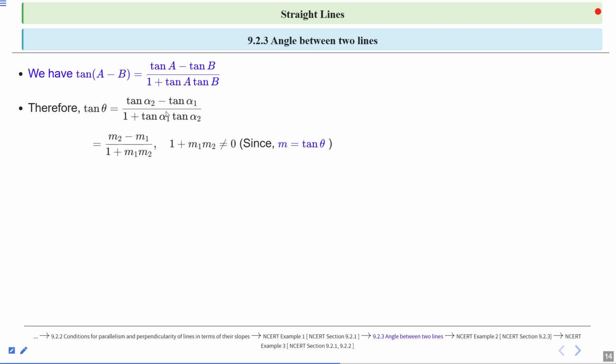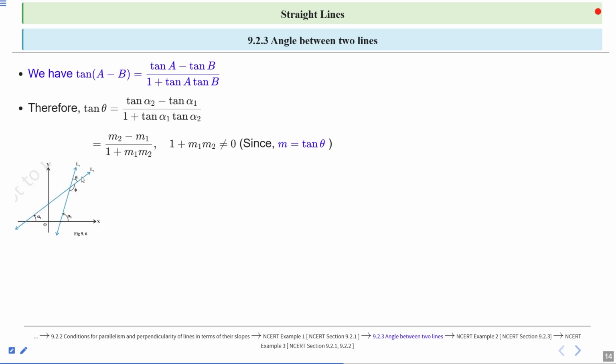Since tan alpha 2 is equal to m2, and tan alpha 1 is equal to m1, substituting these values, we get tan theta is equal to m2 minus m1 divided by 1 plus m1 into m2. And here, for this to be defined, 1 plus m1 into m2 should not be equal to 0, since m is equal to tan theta.